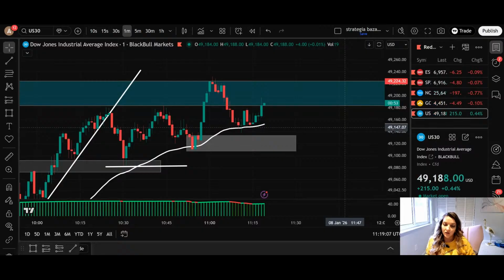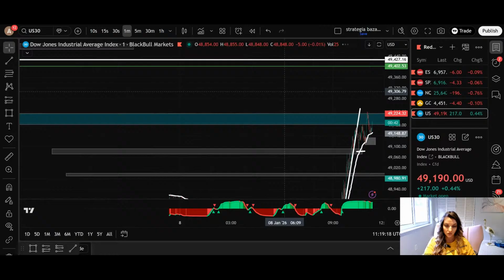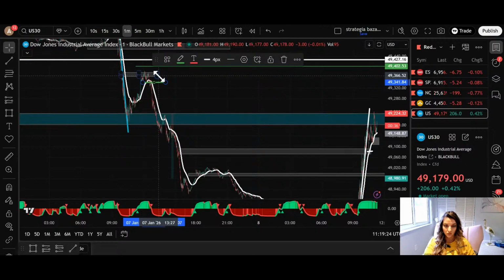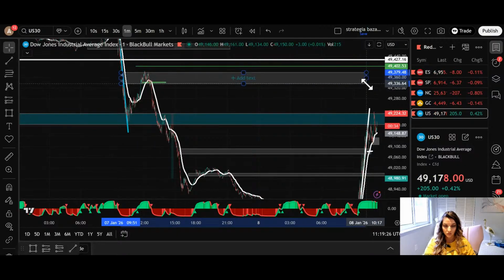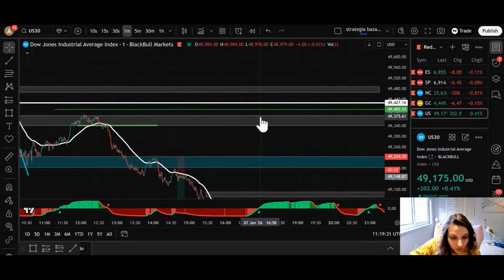It's set for buying. Okay, so I'm waiting for the buy. I'm waiting to break this. That's my buy. If it doesn't break that, I don't jump.